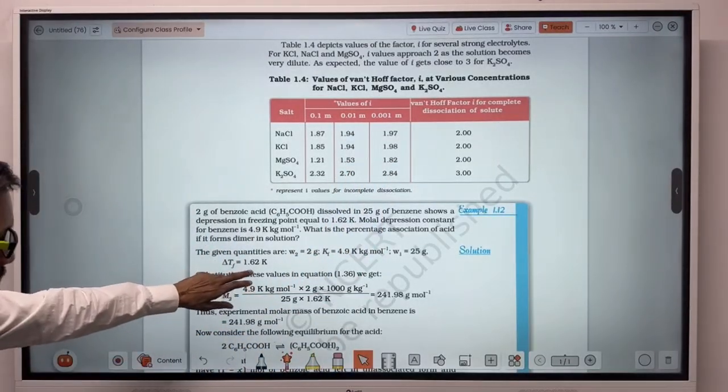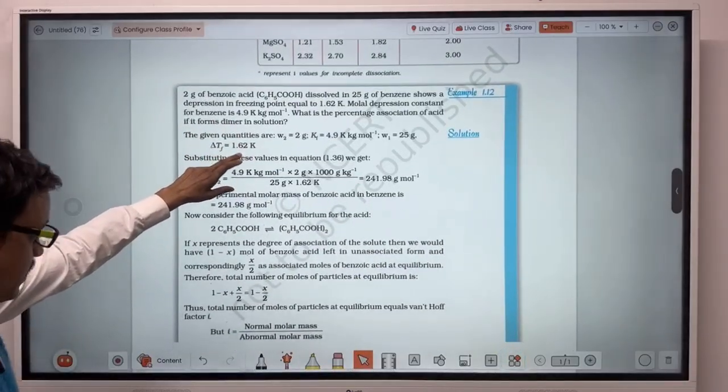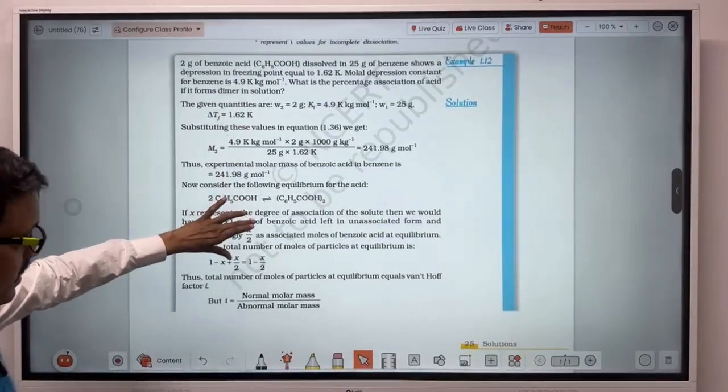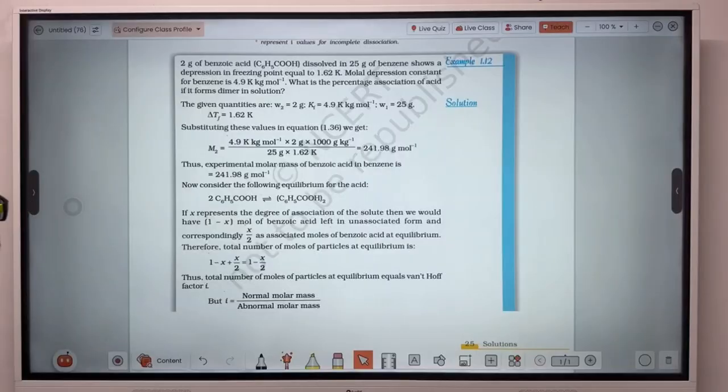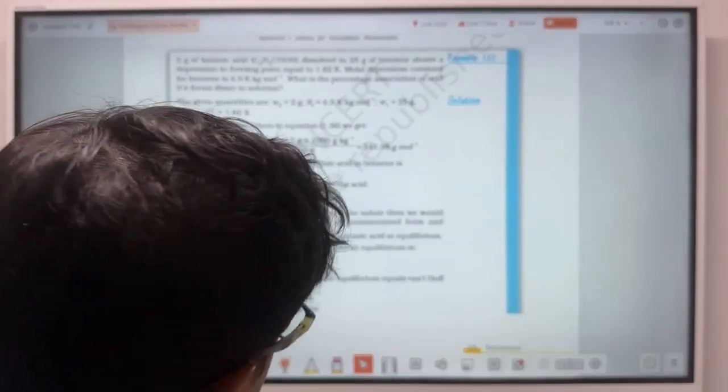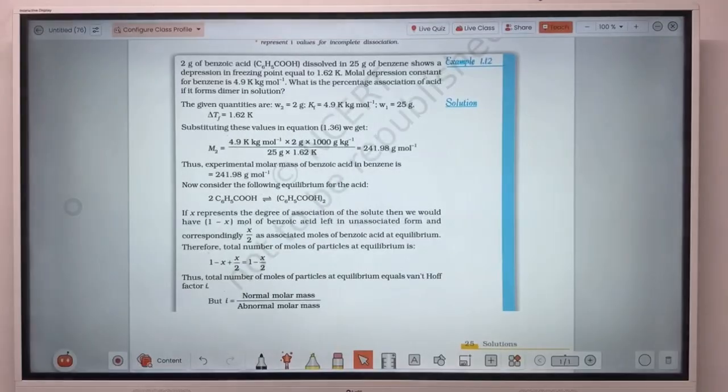Now let's see this question, which is highly important. Given 2 gram of benzoic acid dissolved in 25 gram of benzene shows a depression in freezing point equal to this much. The molar depression constant for benzene has been given, and it is asking the percentage of association of the acid, which forms a dimer in solution. Okay, now let's see here.